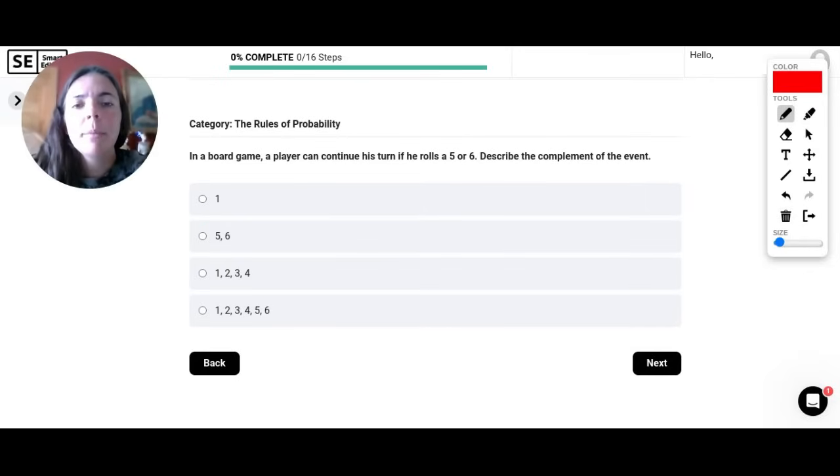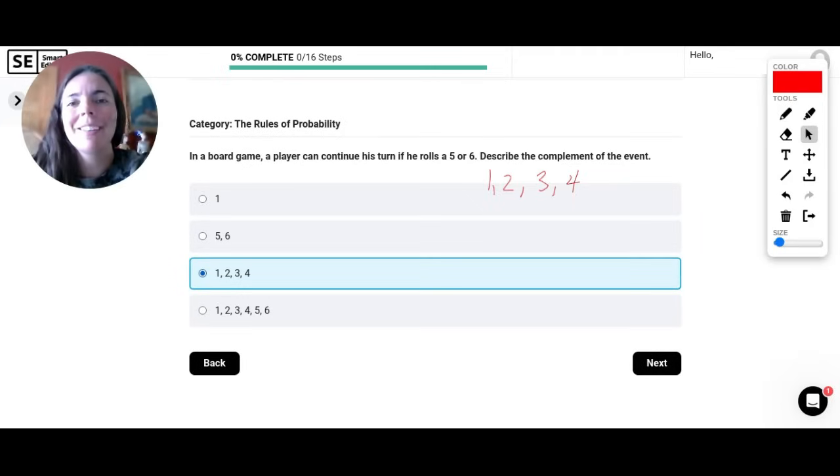In a board game, a player can continue his turn if he rolls 5 or 6. Describe the complement of the event. So if we're rolling a die, you roll a 5 or 6, you continue your turn. The complement of the event would be the opposite of that. So if you don't roll a 5 or 6, you're rolling a 1, 2, 3, or 4. Okay, so that would be this option here.